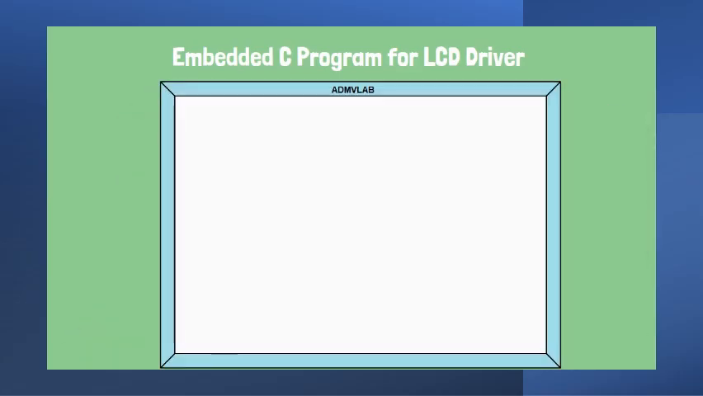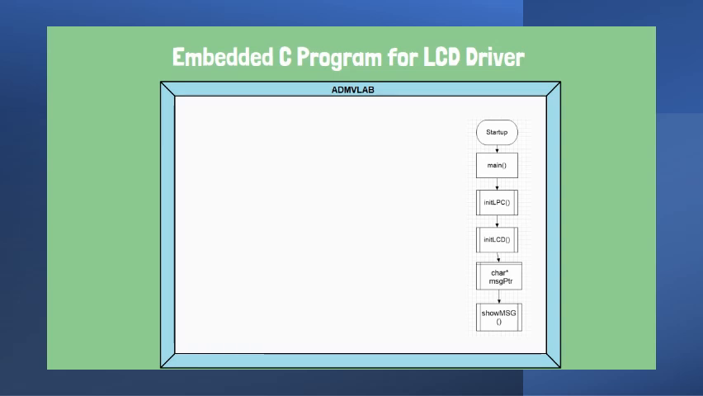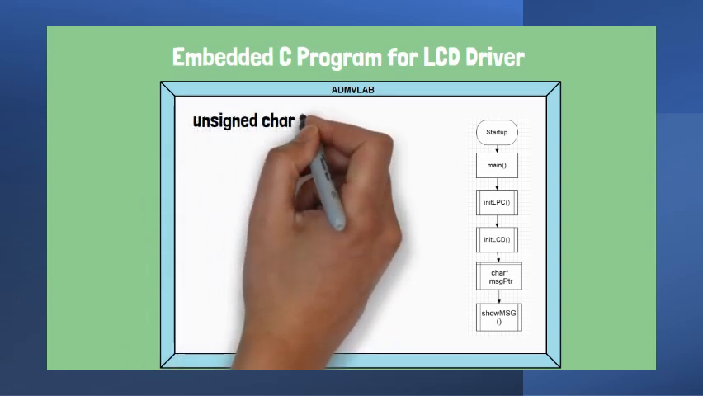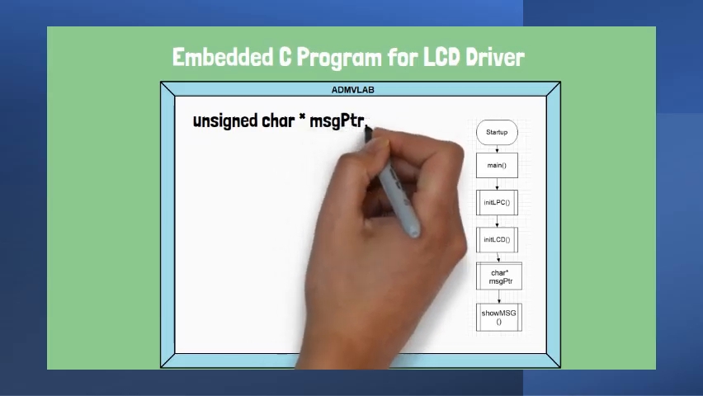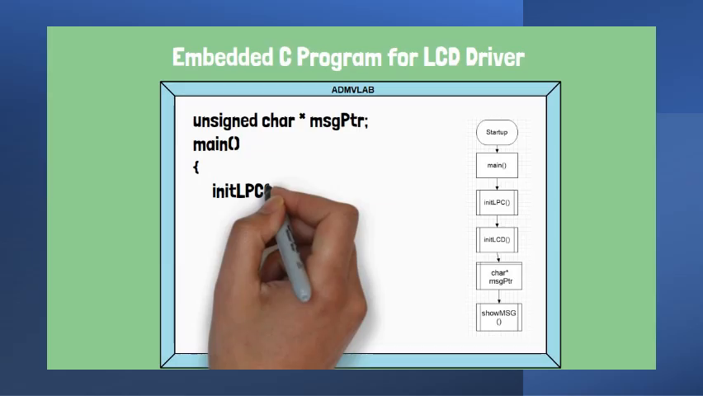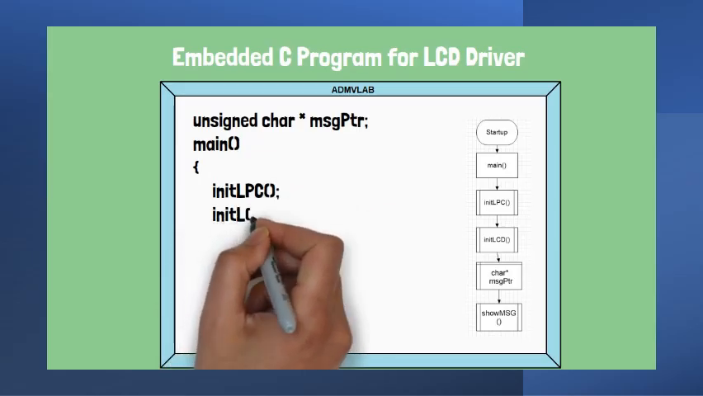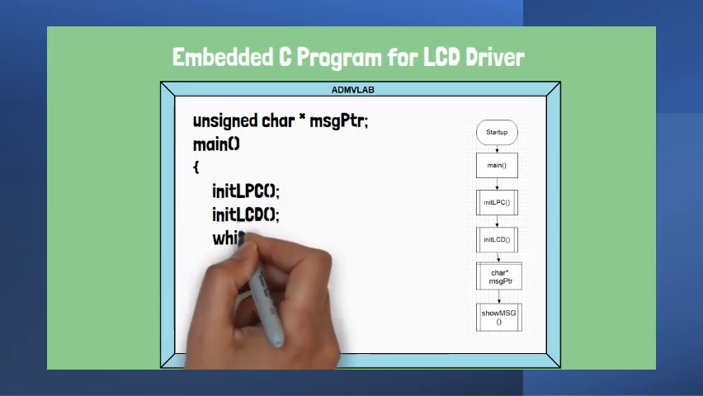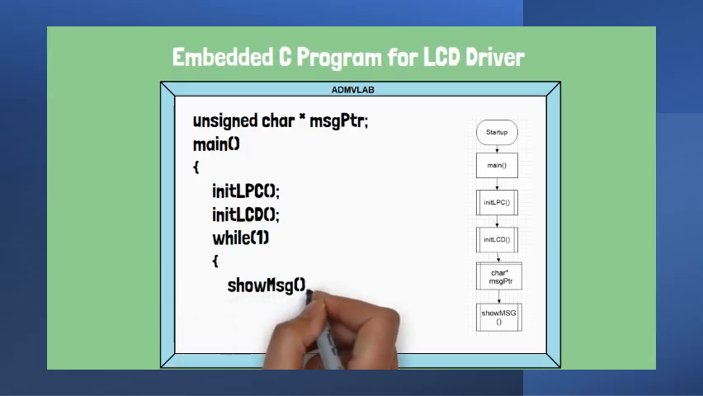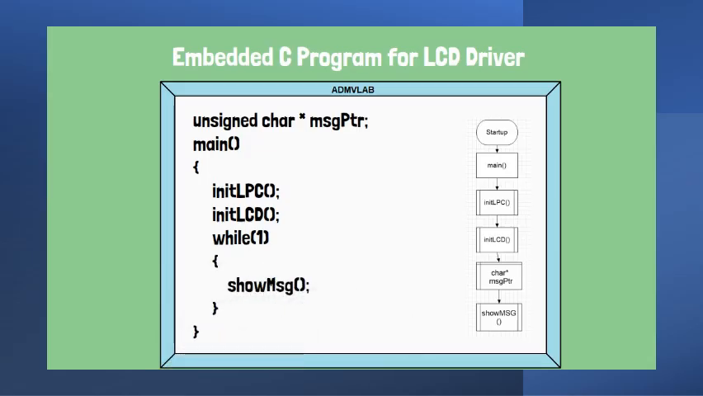The first step is to define a character pointer named message pointer. All C programs start from main. As we all know, on power on reset, general purpose I/O port pins are all input. Hence the first function call is to initialize general purpose I/O port pins. The second function call is to configure the LCD controller. We then enter an unending while loop. Here we will display our message on the LCD display.